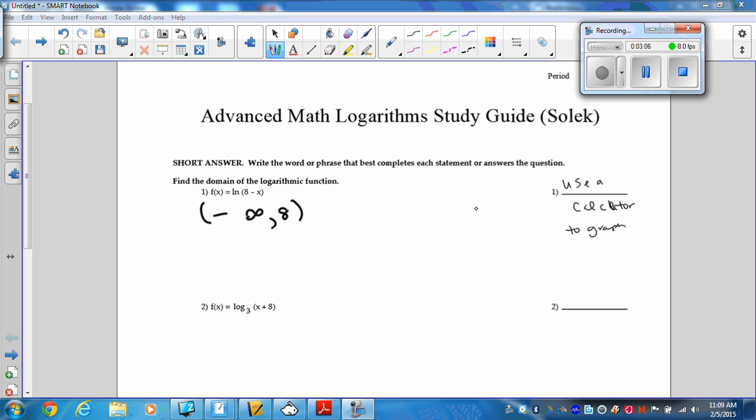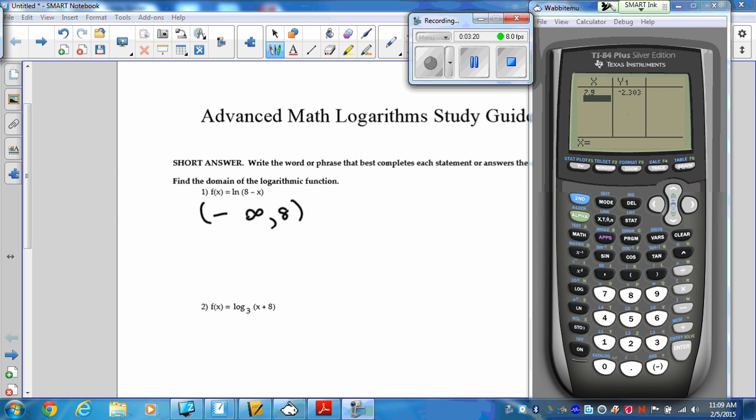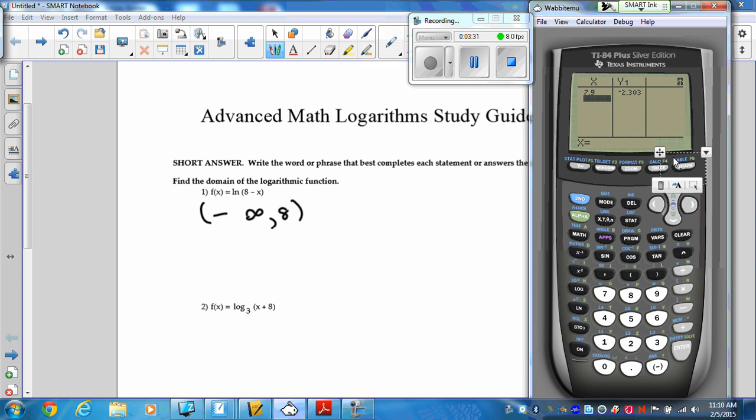So again, to recap this one, as we looked at our calculator, it goes from negative infinity to 8, and we're looking at the graph. And this does not include 8. But it goes right up to 8. So you have to include 7.9, 7.88, and so forth.